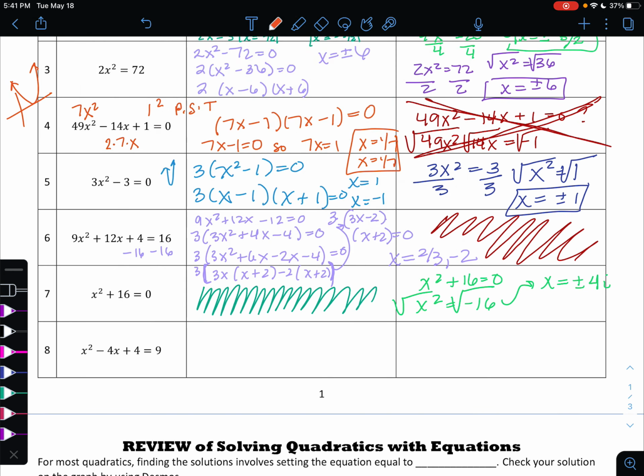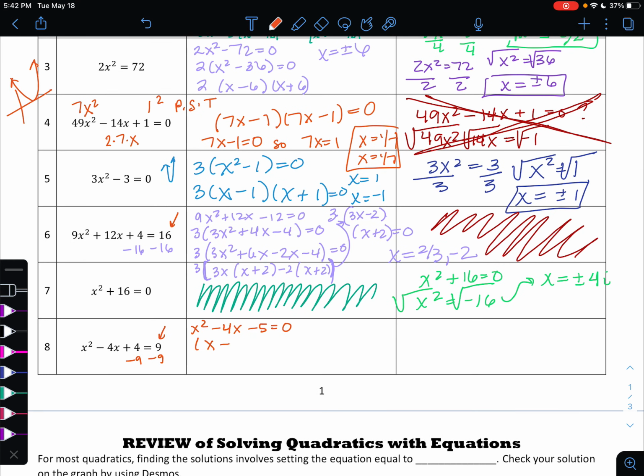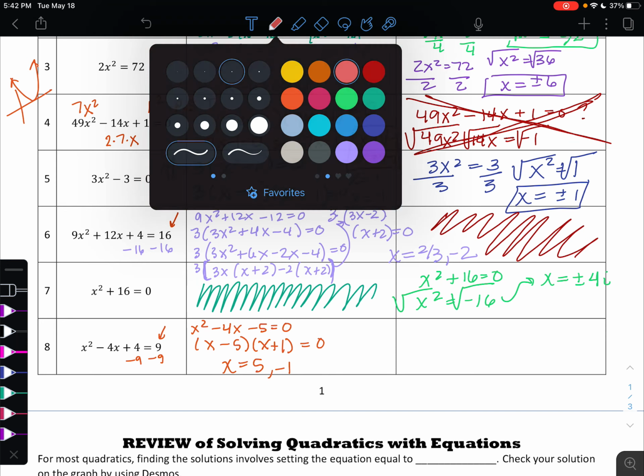Let's do orange. What about this one? Look at that, I feel tricked again. I need to move this over, so I'm left with x squared minus 4x minus 5. We have to set it equal to 0. And this out here, oh man, that gets me. I need to remember, set it equal to 0. I get x minus 5 and x plus 1. 5 and negative 1 are my answers.